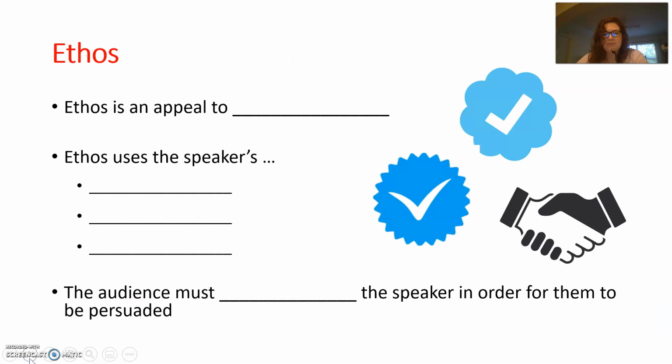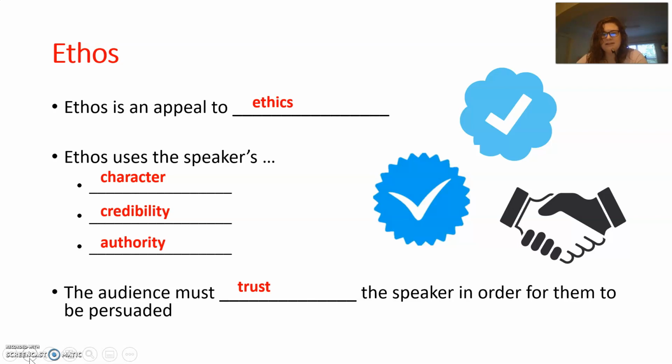One way that we can think about ethos is as an appeal to ethics. Remember, we talked about ethics when we read Antigone and we looked at the lifeboat problem, like should you push people off the lifeboat to save other people? We looked at the trolley problem. Ethos uses the speaker's character, their credibility, and their authority to help convince the audience. The audience has to trust the speaker in order for them to be persuaded. It's not enough to say, I believe them. You have to trust them.